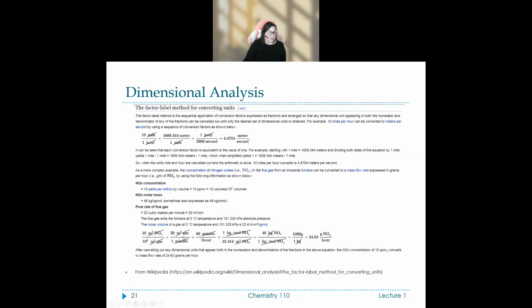20 meters cubed of gas per minute, this is this flow rate right here. So I can use that as a conversion. That gets rid of the meters cubed of gas, and I'm left with meters cubed NOx per minute. 60 minutes in an hour gets rid of the minutes. I'm left with meters cubed NOx per hour.